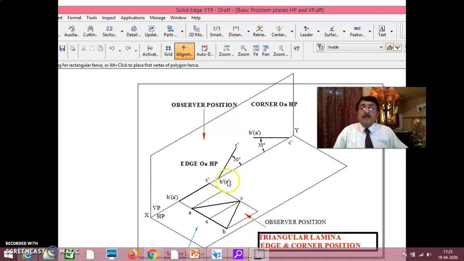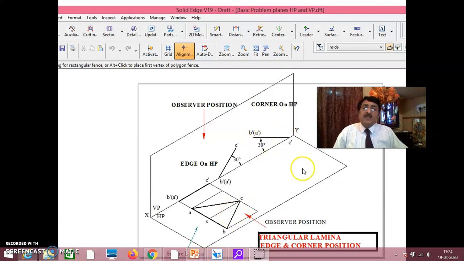In case the problem says corner is on HP, what do you do? You draw the top view and front view this way only. Instead of lifting C dash, you lift B dash A dash, so that the surface is 30 degrees to HP and corner C is on HP. Here edge AB is on HP. Please follow. Just by writing one single position in this way, you can make edge on HP or corner on HP, both, by a single position of the triangular lamina.